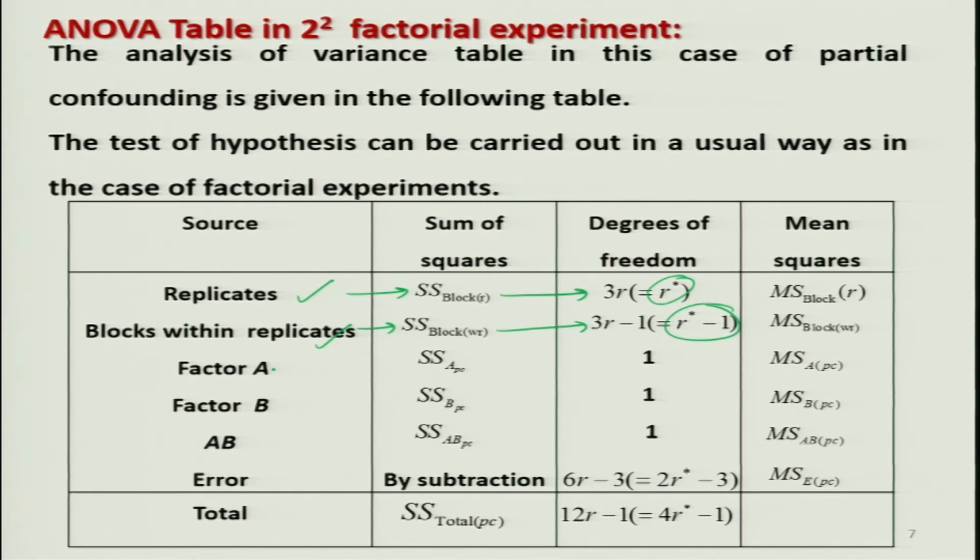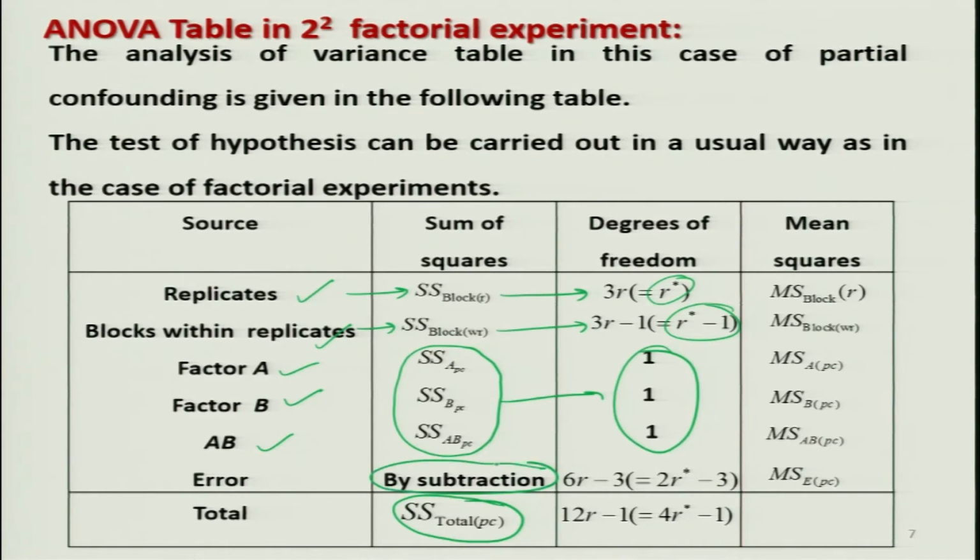And similarly here, for factors A, B and AB, we have computed the sum of squares under the partial confounding. So, that is going to be different than the SSA, SSB, SSAB that we used to do earlier, and each of them is going to have 1 degree of freedom. Then the sum of squares due to total under the partial confounding can be found, and then the SSE can be found by subtraction.